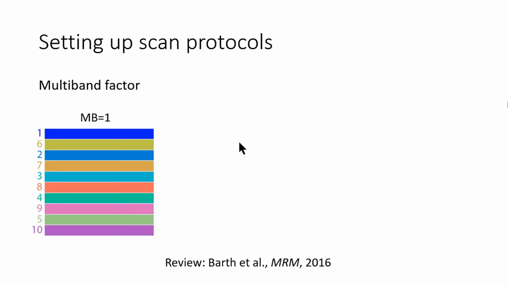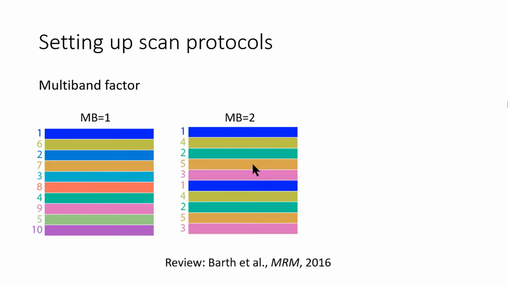I'll just talk really briefly about what you might need to think about as you're setting up your scan if you were interested in doing high temporal resolution imaging. If you start, for example, in this cartoon with just 10 slices, the first thing you would decide is what your multiband factor should be. If you went, for example, to a factor of 2, now instead of acquiring one slice at a time, you acquire two slices at a time. And so you might get these two blue slices, and then these two green slices, and then the two pink slices. In doing that, you've accelerated by a factor of 2.